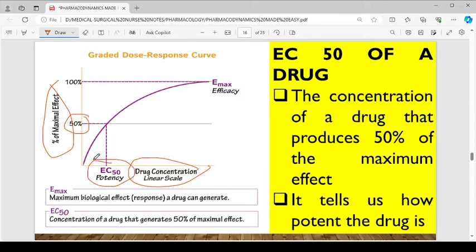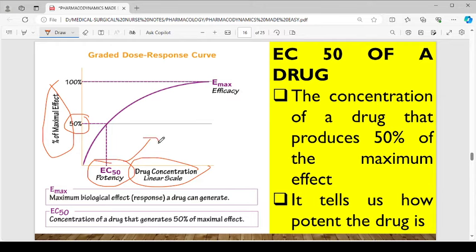So this is the concentration of a drug that produces 50% of the maximum effect. The maximum effect is 100, so half of it is 50. So the concentration of the drug that produces 50% or half of the maximum effect, this is what we are referring to as the EC50 of a drug, okay? The concentration of a drug that generates 50% of maximal effect.